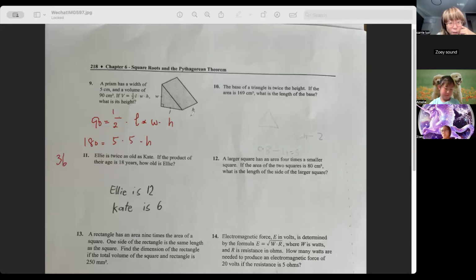So this one is, okay, it's not a whole number, right? It's not a whole number. So it's 180 divided by 25 equals height. So height equals 180 divided by 25, 36 divided by 5. So 36 divided by 5 is 7.2.